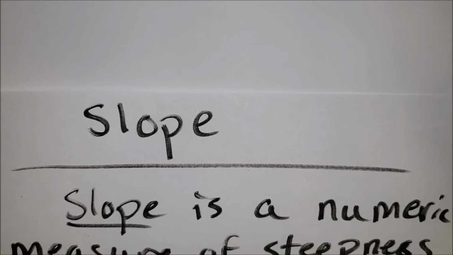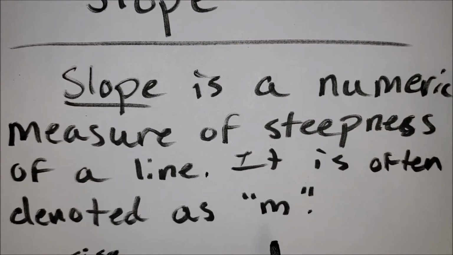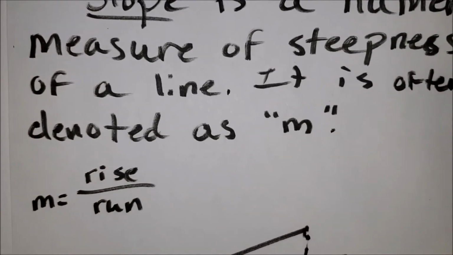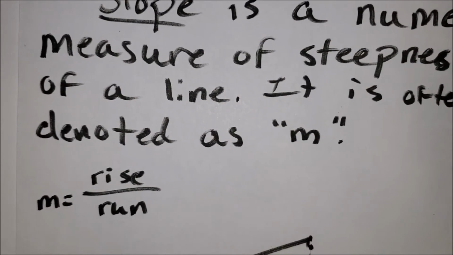Today we're going to be talking about slope. Now, slope is a numeric measure of steepness of a line. It is often denoted as the letter m. So here we say that slope, or m, is known as rise over run. And that's kind of how we figure it out.